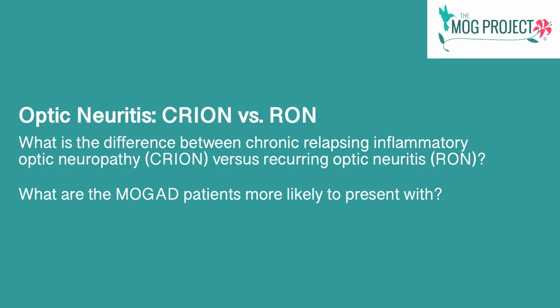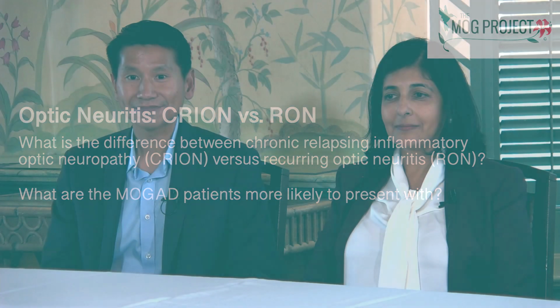So this question is for Dr. Chen and Dr. Chitnis. What is the difference between CRION versus recurring optic neuritis? What are the MOGAD patients more likely to present with? That's a very good question. So CRION stands for chronic relapsing inflammatory optic neuropathy.